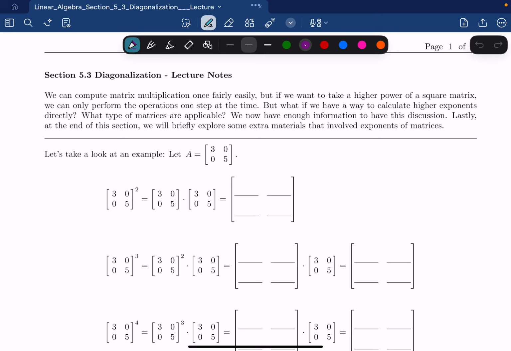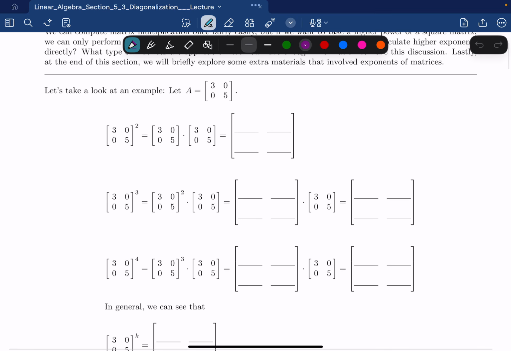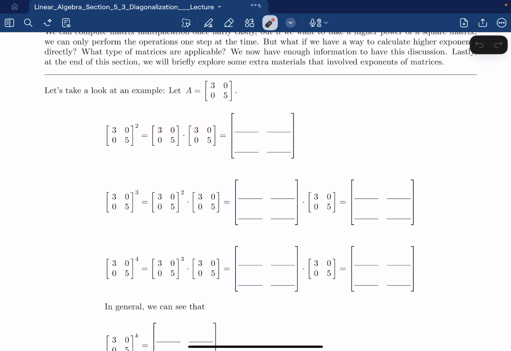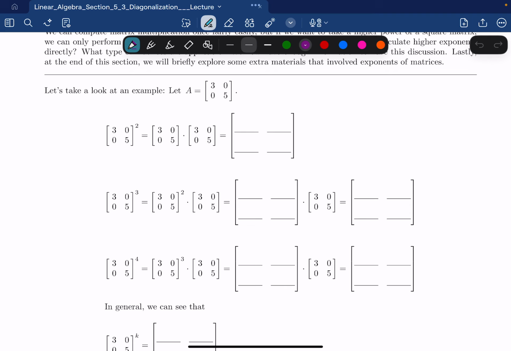Hello everybody. For this video, let's go ahead and talk about one of the more important applications of eigenvalues and eigenspaces. Let's take a look at this particular example. Let A be this matrix 3, 0, 0, 5. This is a diagonal matrix, as we know from before, because only the entries on the main diagonal are non-zero. What's interesting about this one is let's go ahead and take powers of this matrix.